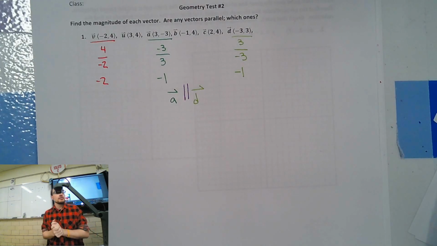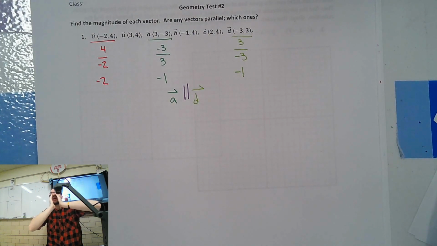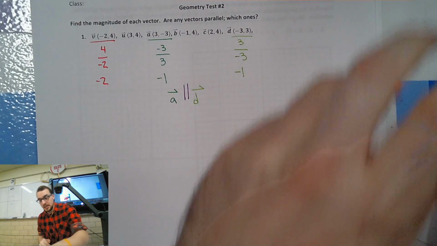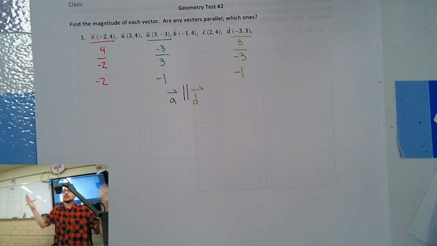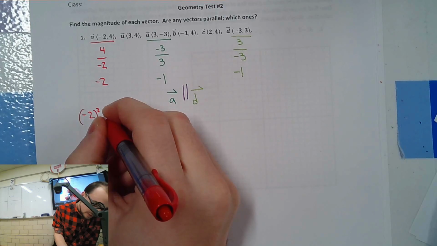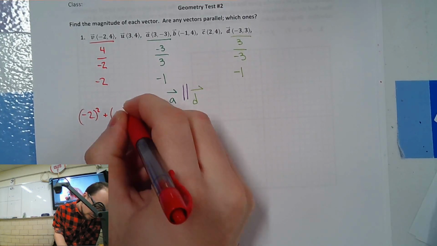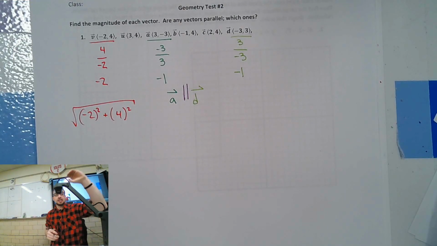Now to find their magnitude, remember we're talking about how long these things are. Length is distance, so we're going to use the distance formula, otherwise known as the Pythagorean Theorem. We're going to take their components and do Pythag with them. So let's look at vector V. To find its magnitude, its length, we're going to take -2 and square it, then add it with 4 squared, and then root it. Because that's Pythag, that's going to get us C.